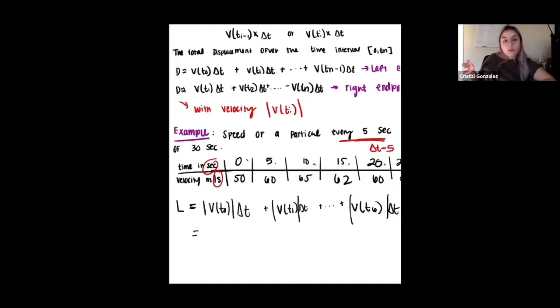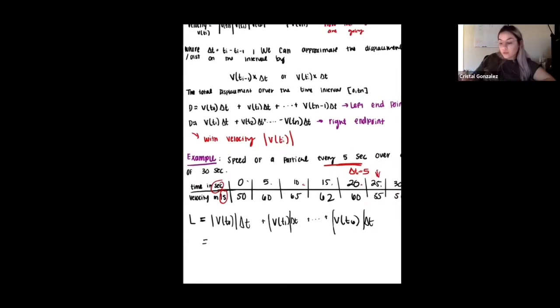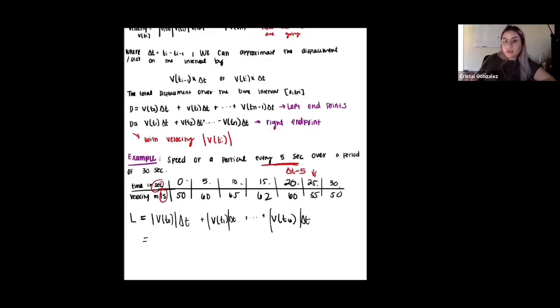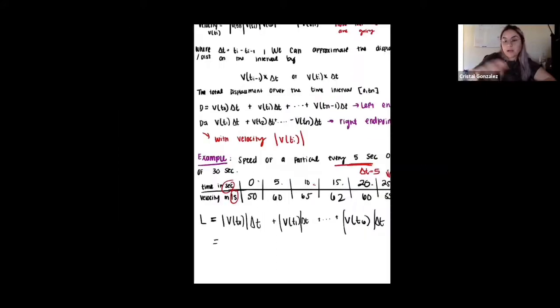Moving on. Since we're calculating that left endpoint, we're going to go v of t naught times delta t. Our delta t's are always going to be 5. That's not going to change. V of t naught is 50, and then our delta t here is going to be 5 seconds. So that's not going to change.